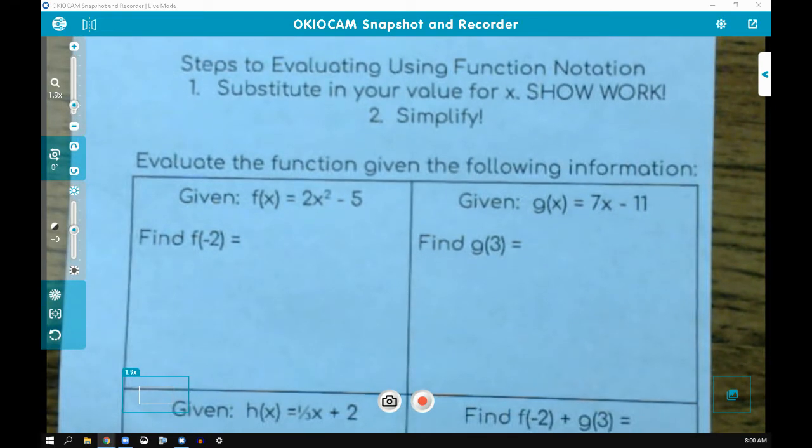Today, the steps for evaluating using function notation are: we're going to substitute our value in for x. You have to show your work there. You have to show your work for what number you're plugging in.